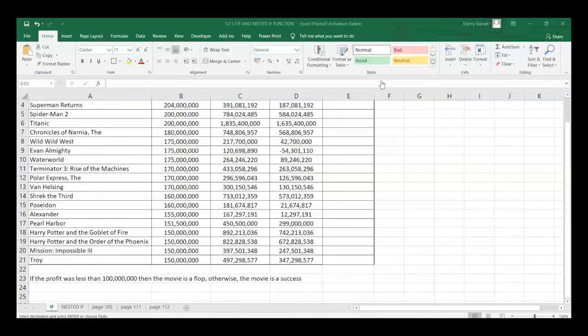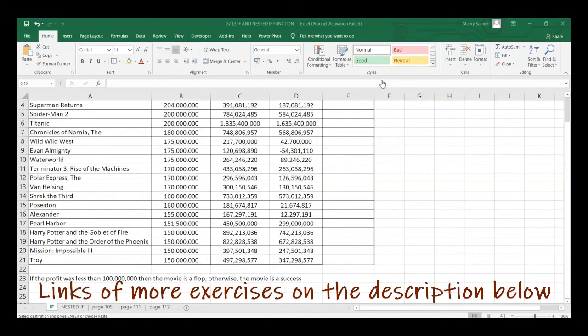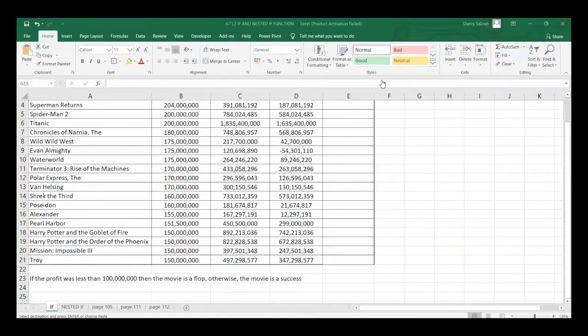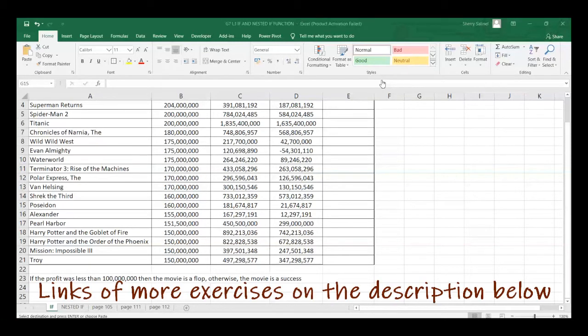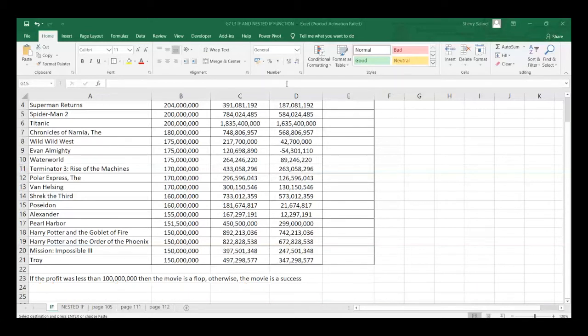O what is the condition there? Ano yung condition na binibigay ng statement para masabi natin na flop or success siya? Very good. The profit should be, or if the profit is less than 100, saka natin madedetermine kung flop or success ang isang movie. Kapag less than 100 million, flop siya. Pag more than that, ibig sabihin successful yung movie. So, paano natin siya madedetermine sa Excel natin?